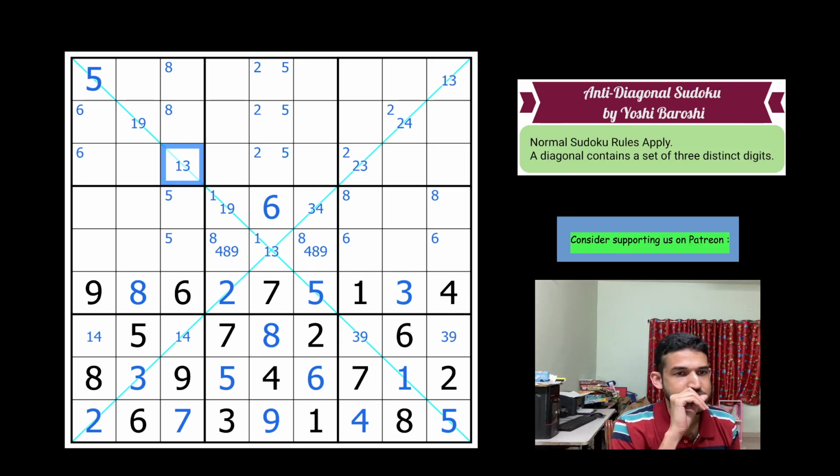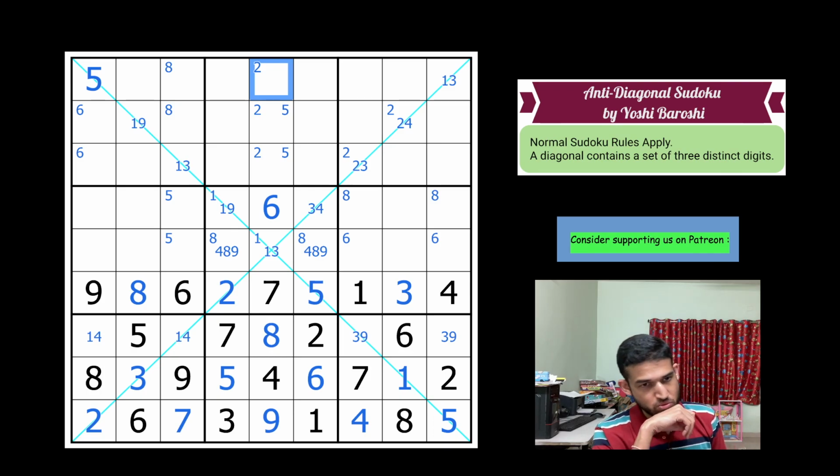Okay. Right. And that removes the 5 from that cell. Excellent. What now?